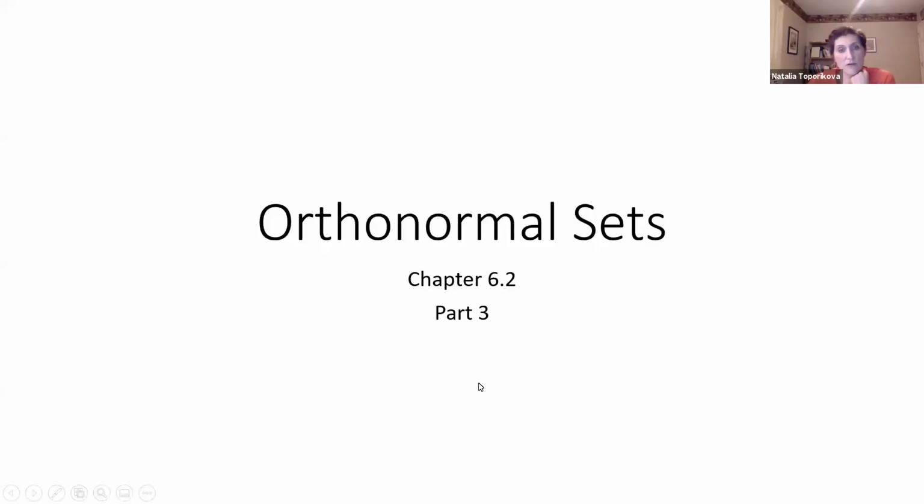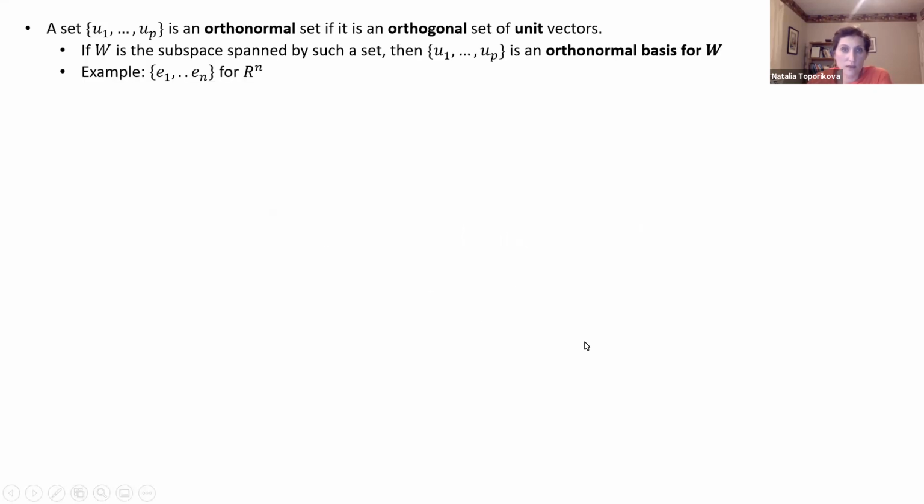Hello, this is the third part of chapter 6.2, and we'll talk about the orthonormal set. So what is the orthonormal set? The name probably will tell you already by itself. It's the set of orthogonal vectors which have a length of 1, or unit vectors.